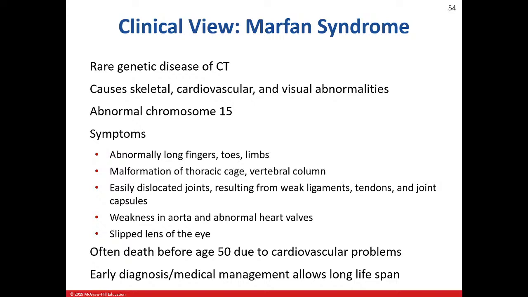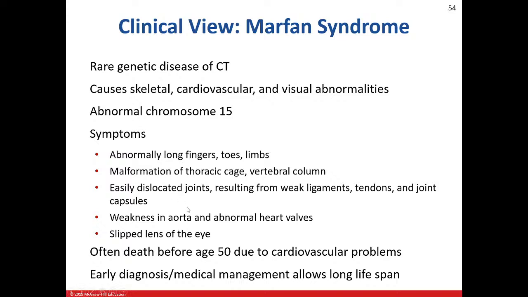Marfan syndrome, another clinical view here. It's a rare genetic disease of the connective tissue, and it causes skeletal, cardiovascular, and visual abnormalities. People with Marfan syndrome have an abnormal chromosome 15, and symptoms include abnormally long fingers, toes, and limbs. The limbs are longer than they should be. And we also see a malformation of the thoracic cage as well as the vertebral column. They have easily dislocated joints that result from weak ligaments, tendons, and joint capsules.